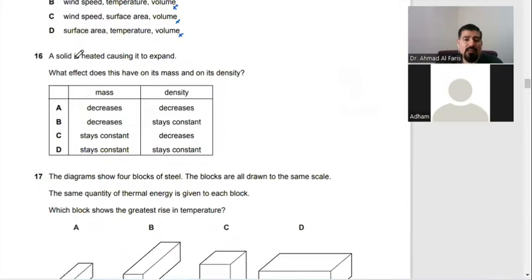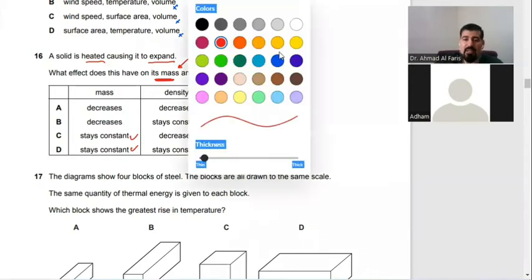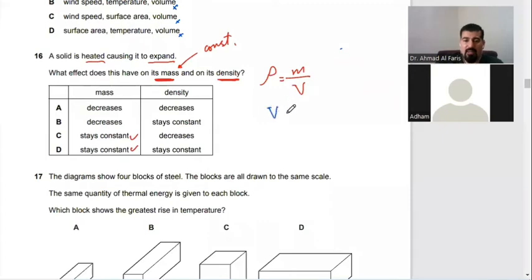Question 16. A solid is heated, causing it to expand. What effect does this have on the mass and on its density? Now we know that the mass doesn't change, it remains constant. But what happened to the density? We know that density equals mass, which is constant, divided by the volume. And they said that the volume expands. So as the volume becomes greater, what happened to the density? Yes, the density decreases. So the correct answer is C. Thank you, Sarah. Thank you, Saif and Noah. Correct answer.